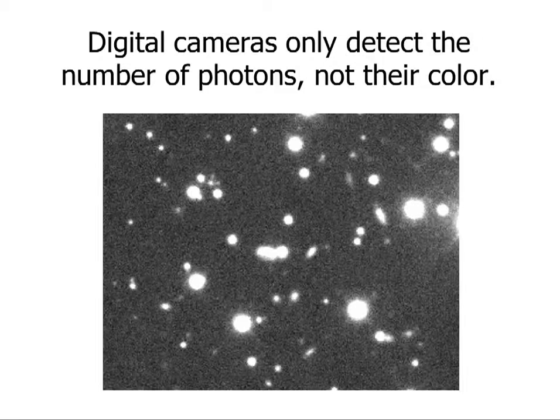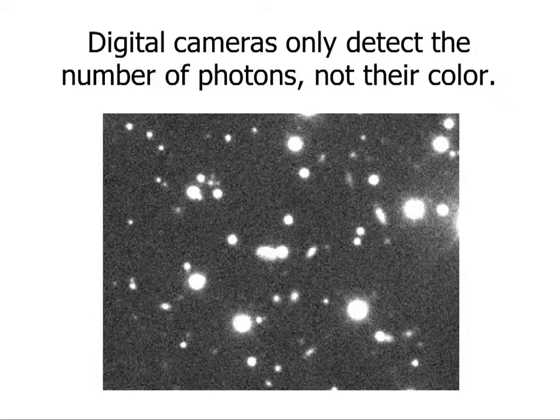The digital cameras that we use are black and white. They record the incoming photons, and they record how many photons of light have come in from each star and each galaxy, but they don't record the color of the photons. So here is a picture that we took at the Magellan telescope, and you can see some stars and galaxies here, but you don't know what color they are.